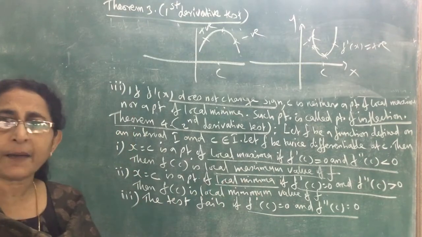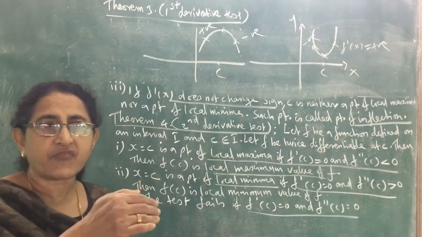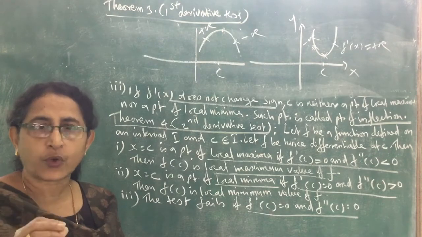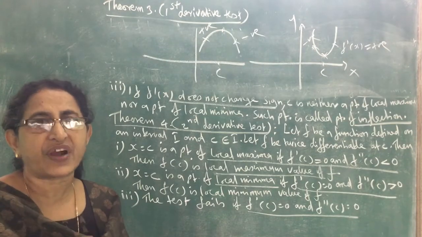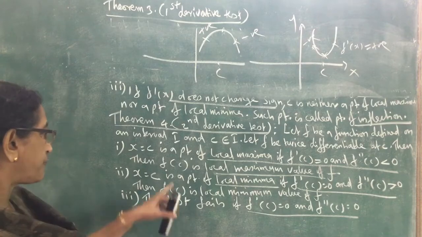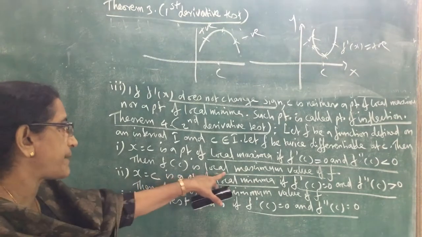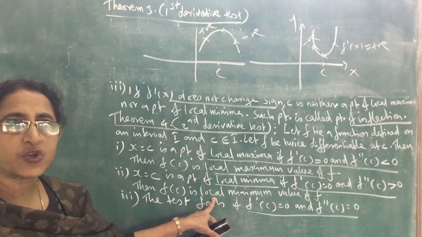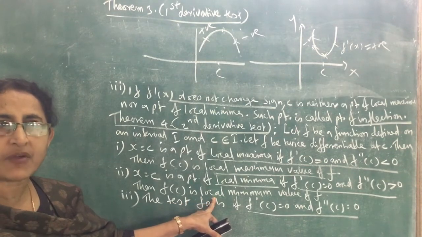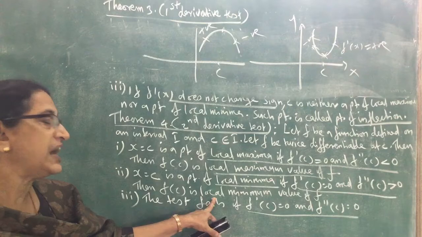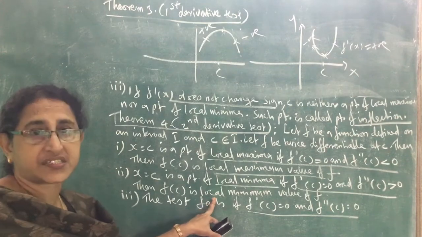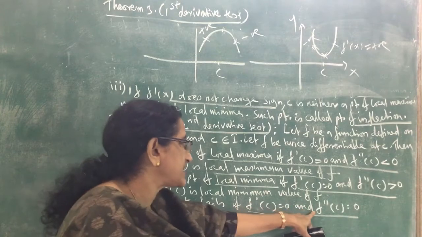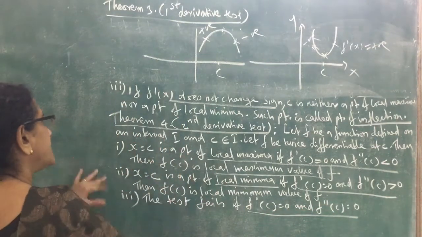So to get the local maximum value or local minimum value, we substitute x equal to C in the given function f of x. So f of C is the local maximum value here, and here f of C is the local minimum value. So always to get the local maximum or minimum value, we substitute in f of x. That will be the value. This test fails when the second derivative is 0. Okay, that is the second derivative test.